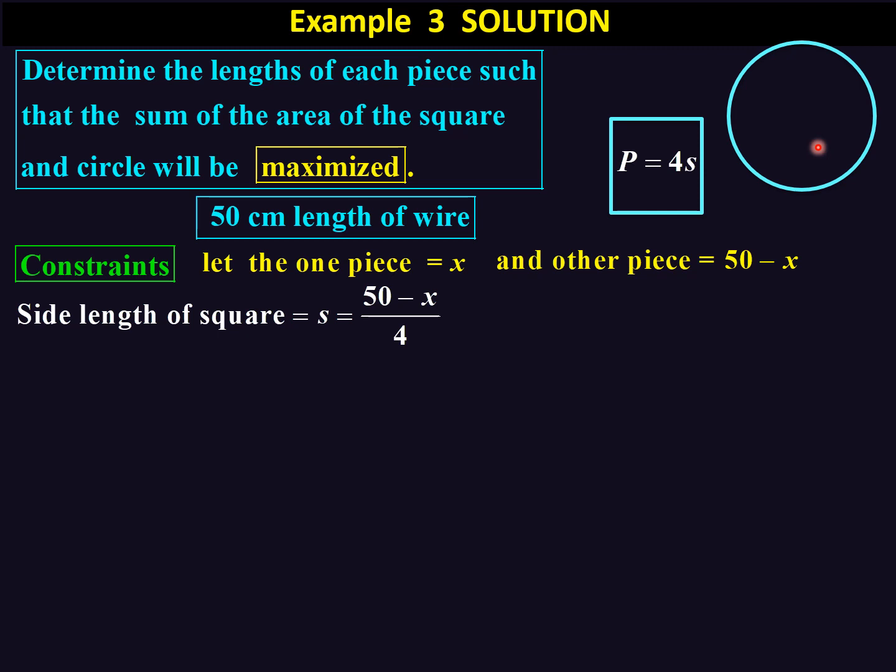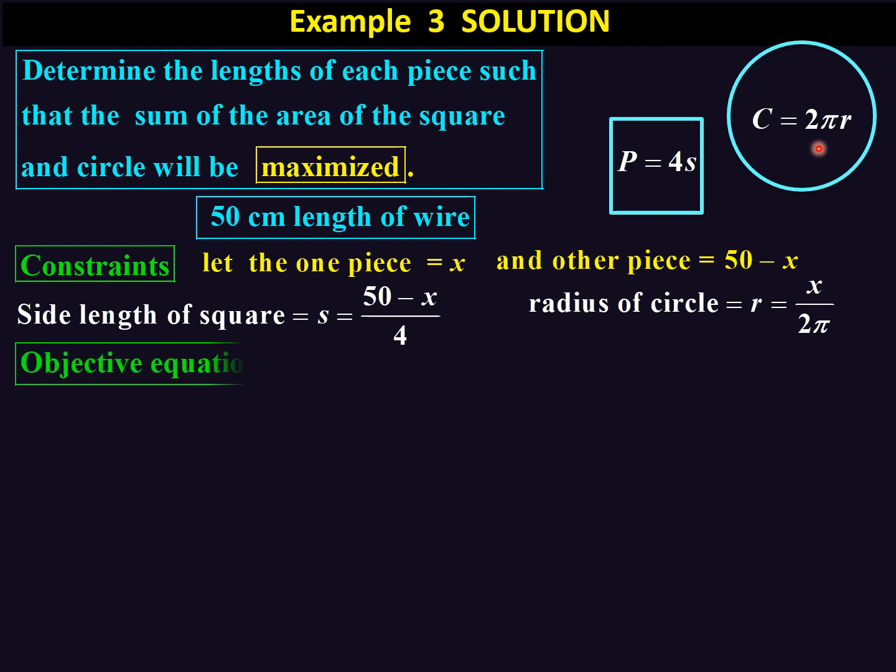And the other piece is for the circle. So this circle's formula we said is 2 pi r. So what will r be? The circumference divided by 2 pi. What is the circumference measurement here? X. So r will be x divided by 2 pi. There. Okay. So there we have expressed the side of the square and the radius of the circle in terms of x. But what is our objective? We want to maximize what? We want to maximize the sum. The sum of what? Sum of the areas. So we take the area of the square and we add it to the area of the circle.